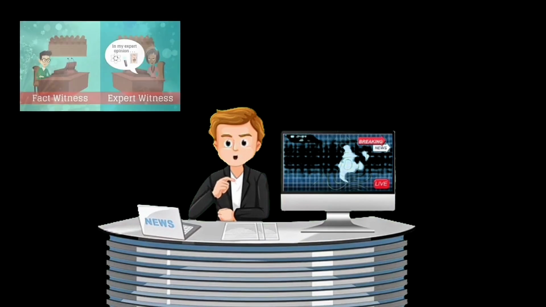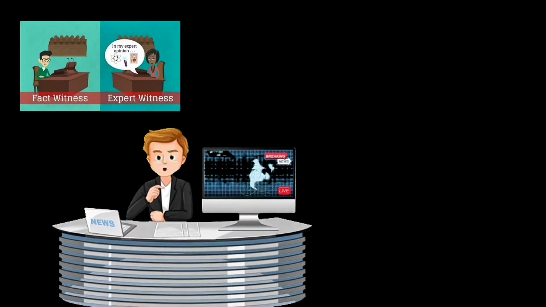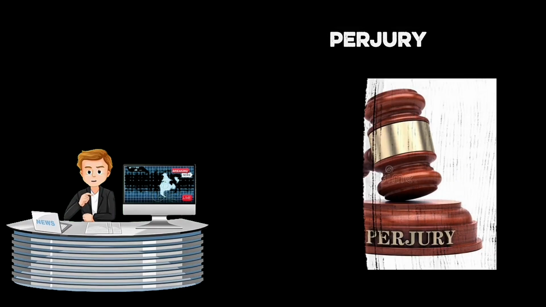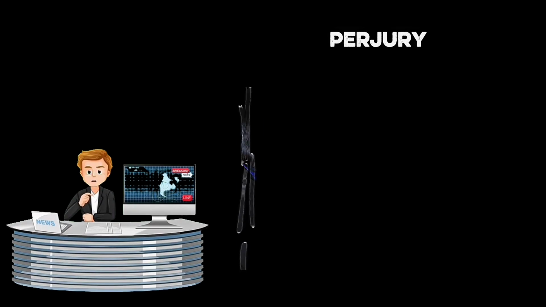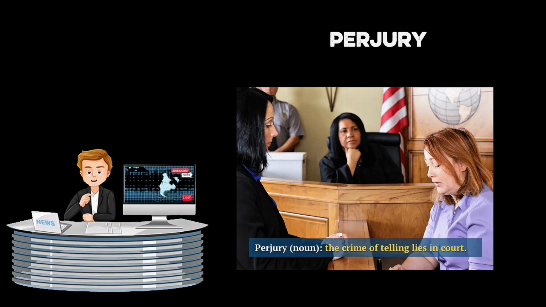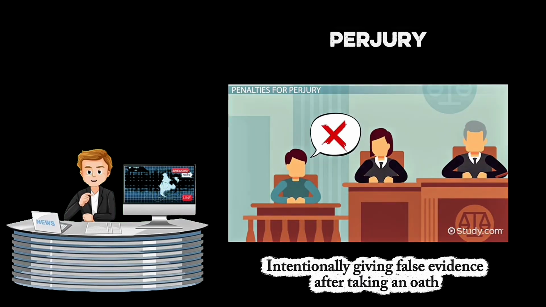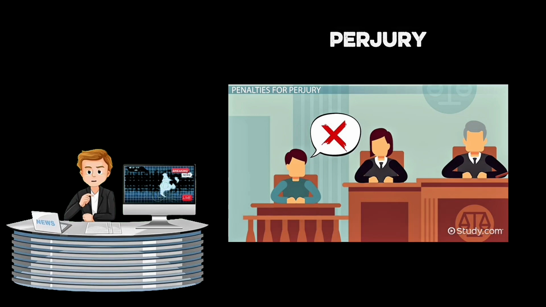Now that we have discussed the different types of witnesses, let us look at an important offense related to witness testimony, namely perjury. Have you ever wondered what happens if someone deliberately lies in court? This act is known as perjury. Perjury means intentionally giving false evidence after taking an oath before the court. In simple words, it means knowingly lying in court.